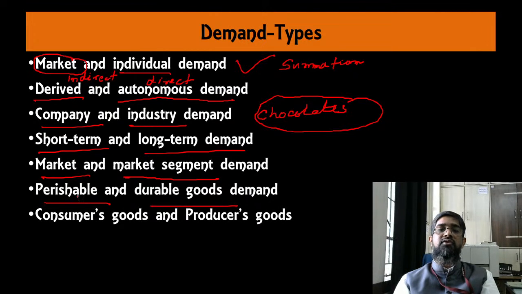Perishable goods are those goods which cannot be stored for longer period, which become useless after some time. As I told you, vegetables, milk, you cannot use for long period, you cannot store it for longer period, right? Whereas there are so many goods which are durable, which can be kept for long period. So different types of commodity, different demand dynamics are there, different demand elasticities are there. Okay, so understanding different types of demand is very important.